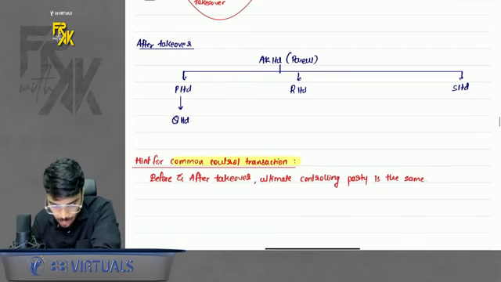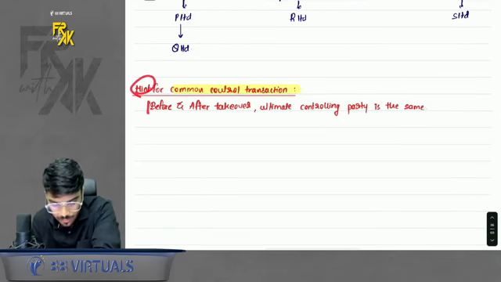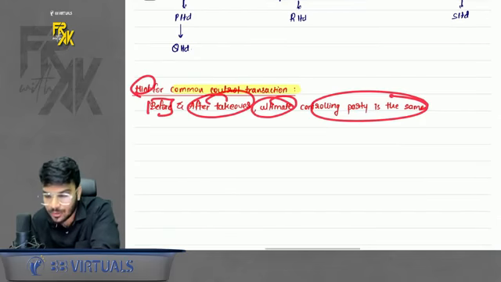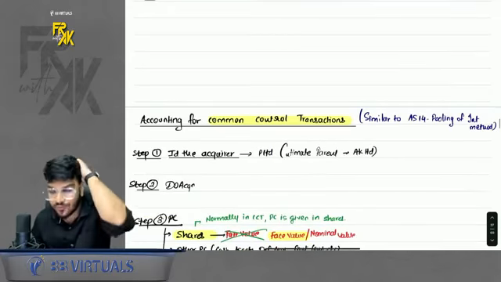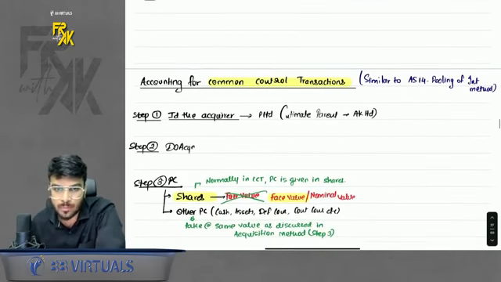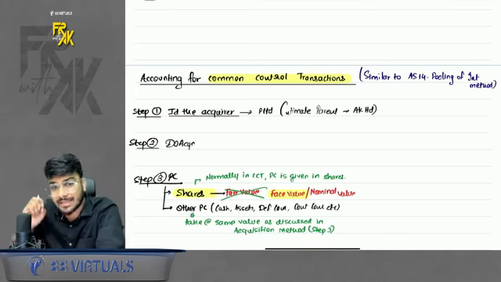Now, whenever it is a common control transaction, what should we do? Or how will we come to know whether it is a common control transaction? There is a hint given: before and after takeover, the ultimate controlling party is the same. If this hint is met, then it is a common control transaction. Now, if anything is a common control transaction, what should be our accounting? So the accounting for common control transaction, I have tried to simplify this in 6 steps only.